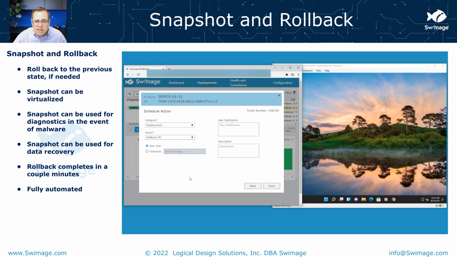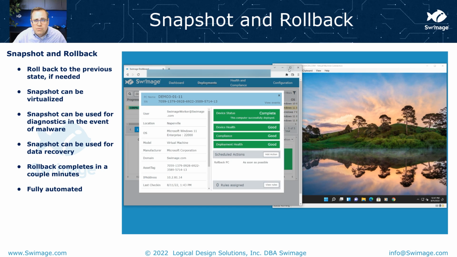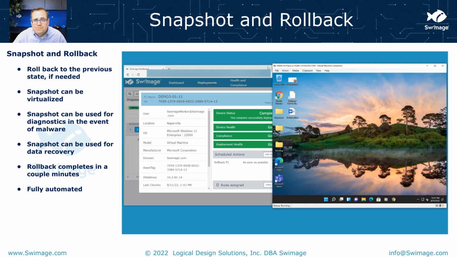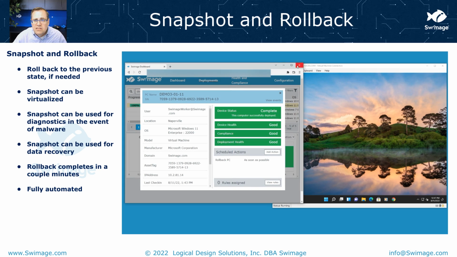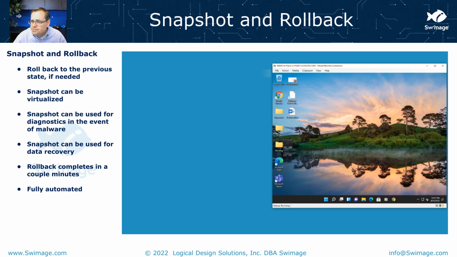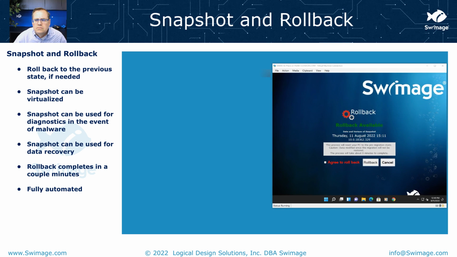Now, this could happen automatically anytime throughout the process. If something did happen, or you changed your mind, you could roll it back to the previous system. I'm going to go ahead and save this and watch how the system rolls back. It just takes a couple of seconds and we'll kick off the rollback process. There's the rollback process, and you can automate this as well.